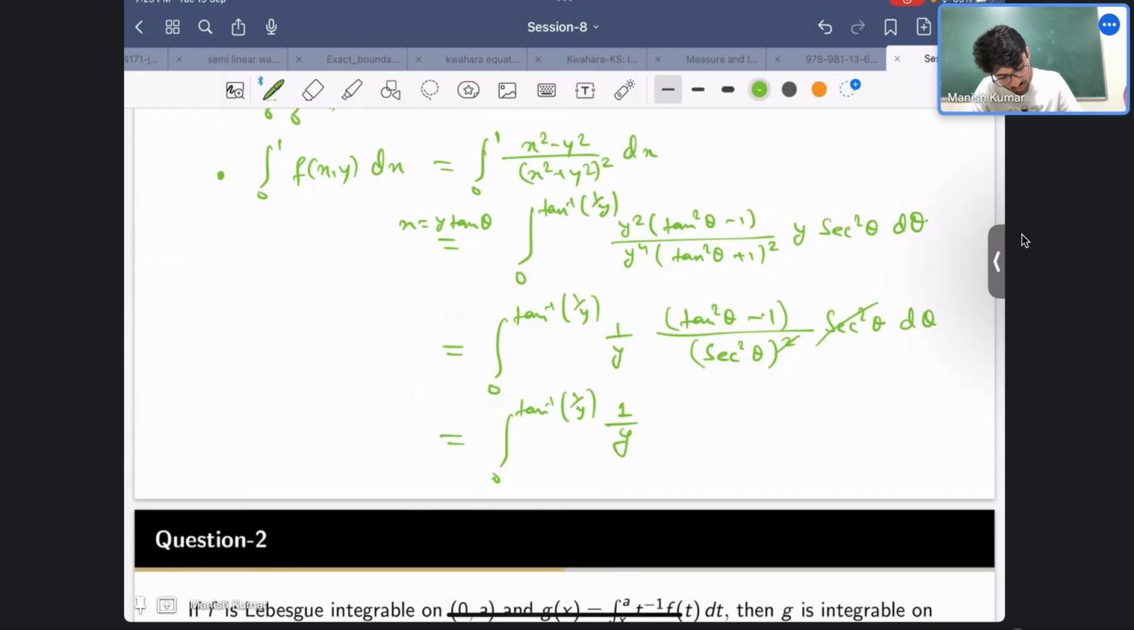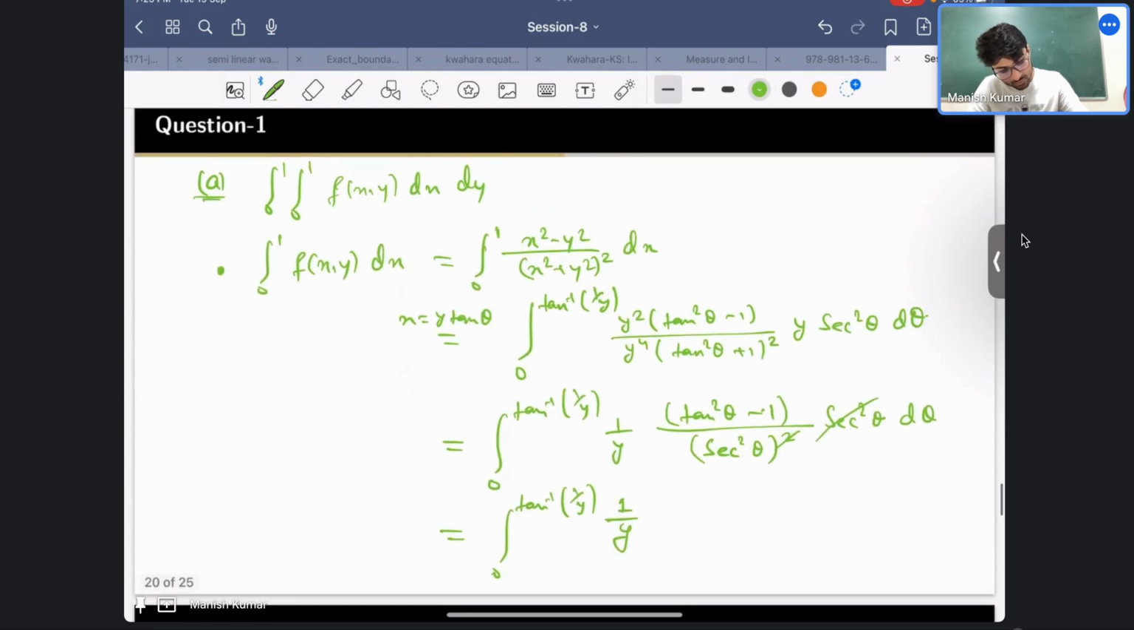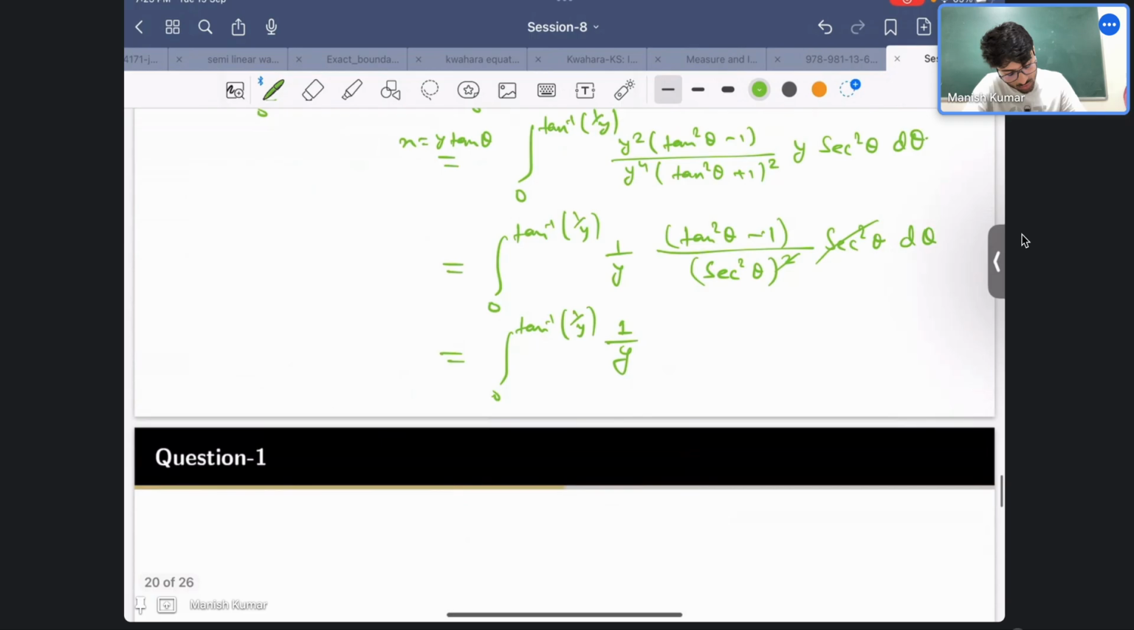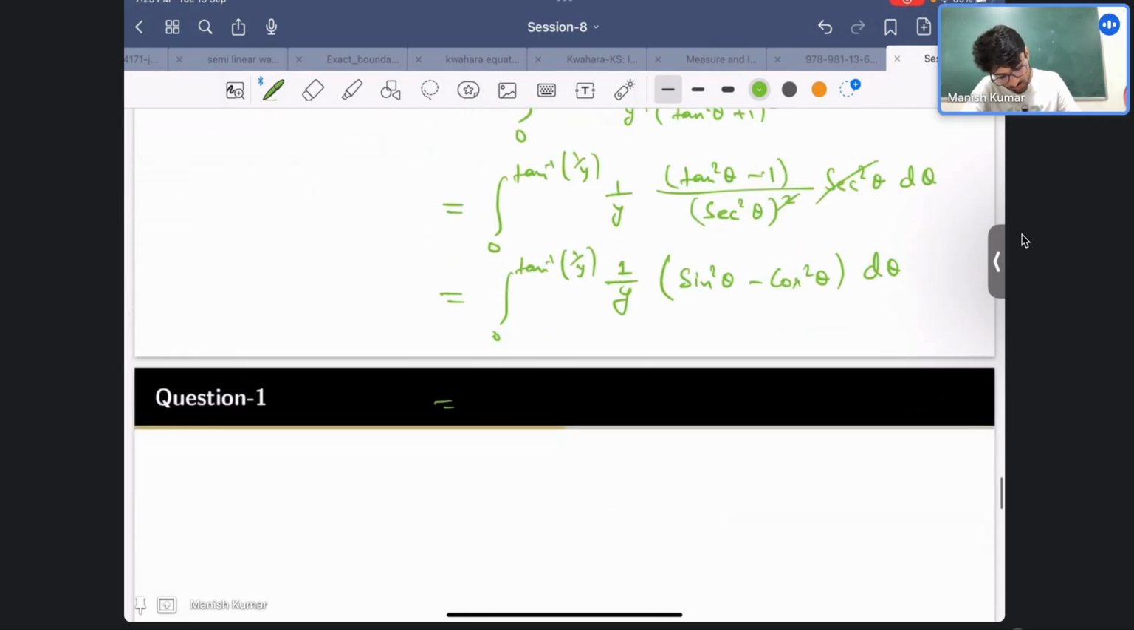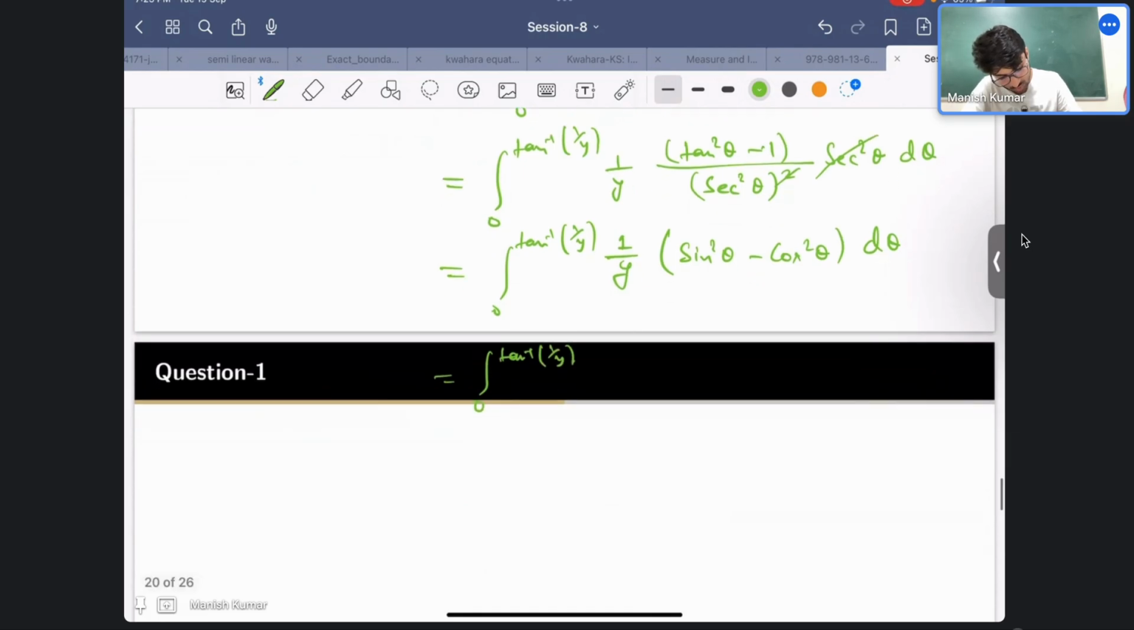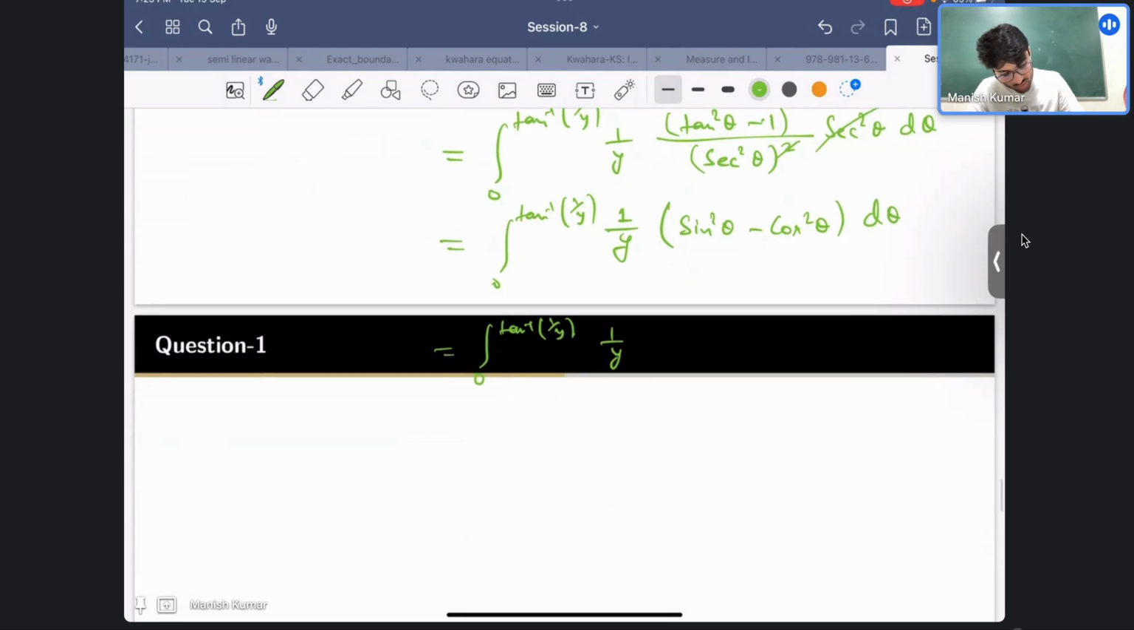Okay, and then if I split this one, tan square by sec square would be sine square, and 1 by sec square would be cos square theta d theta. Now again, if you do 0 to tan inverse 1 by y, this sine square minus cos square is nothing but cos 2 theta, and then this is d theta.